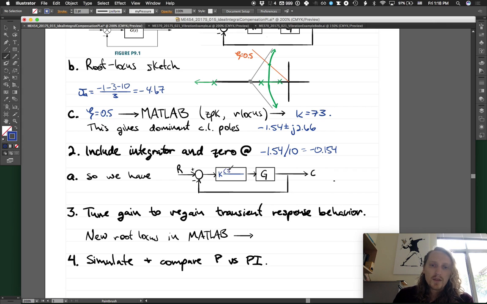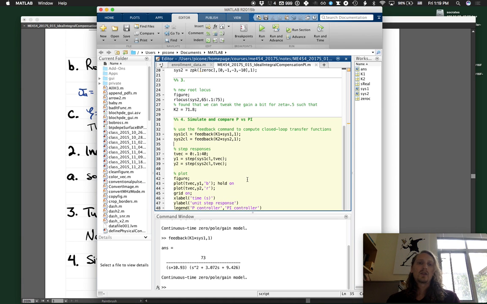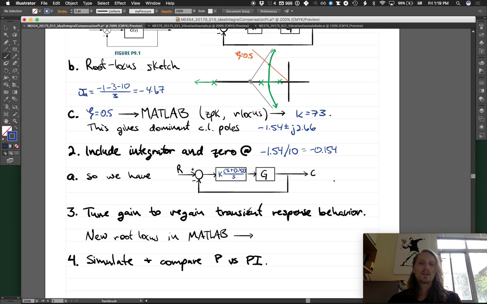We have s plus 0.154, small, divided by our integrator s. So this is our controller design, and now we just need to tweak the gain K again, right? And that was what we just did, and we got 71.8.